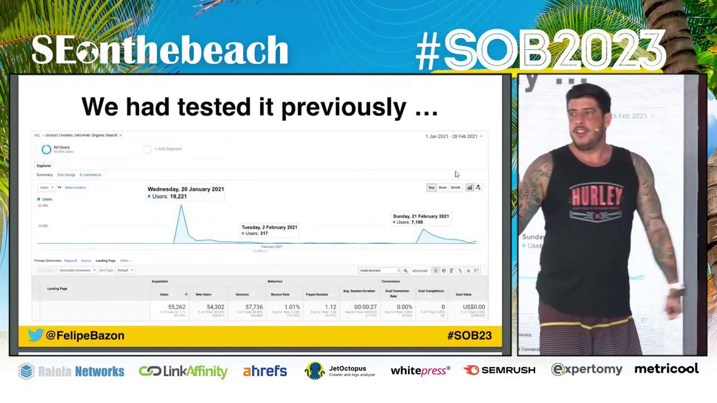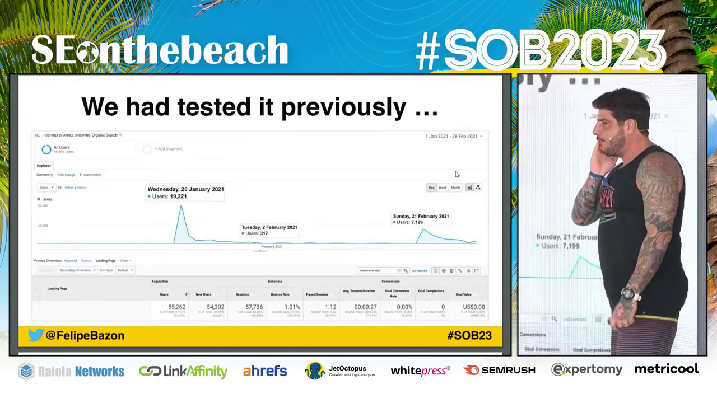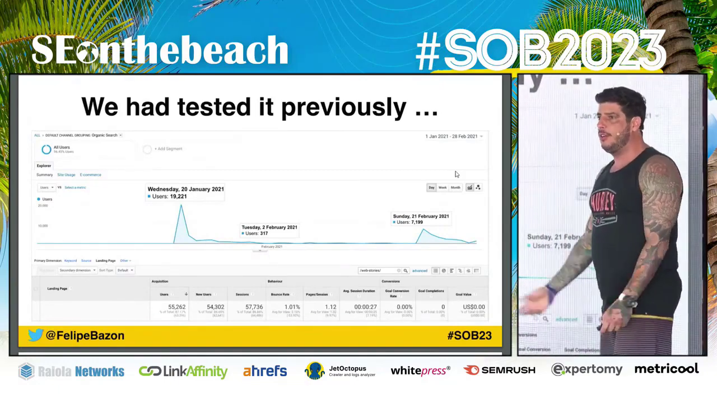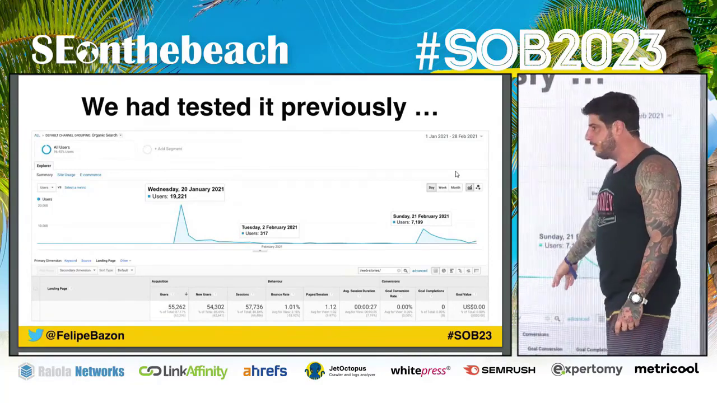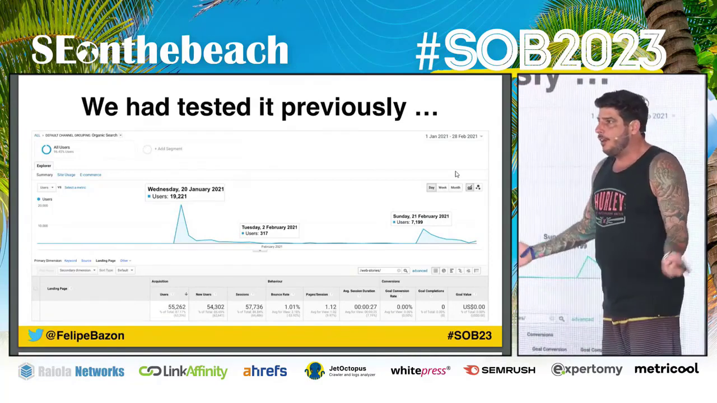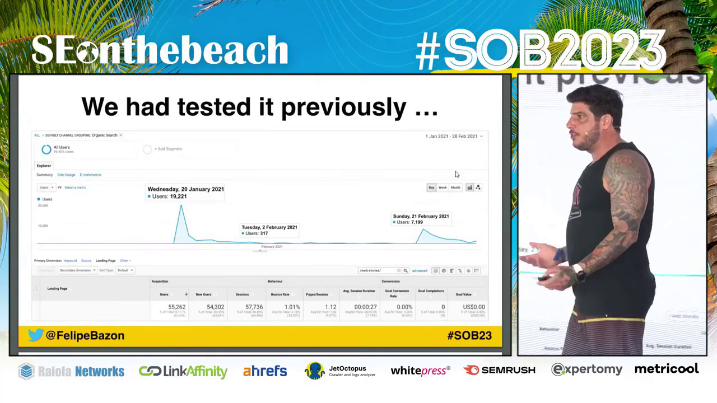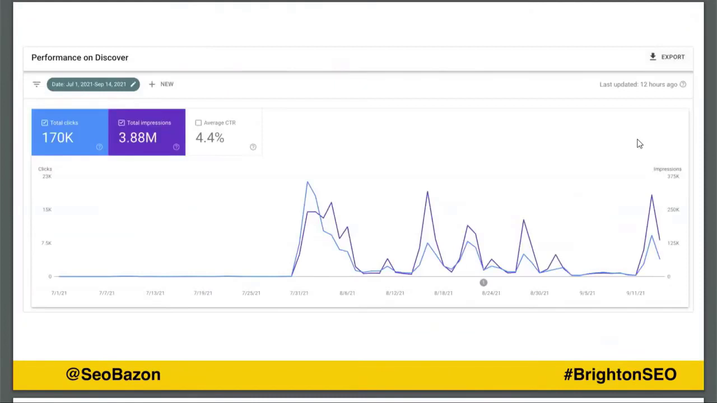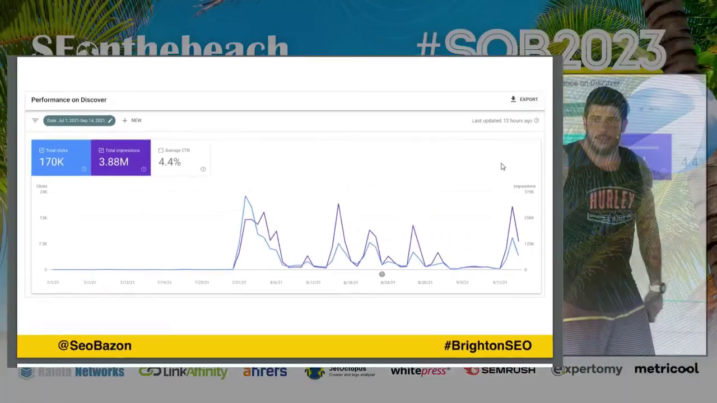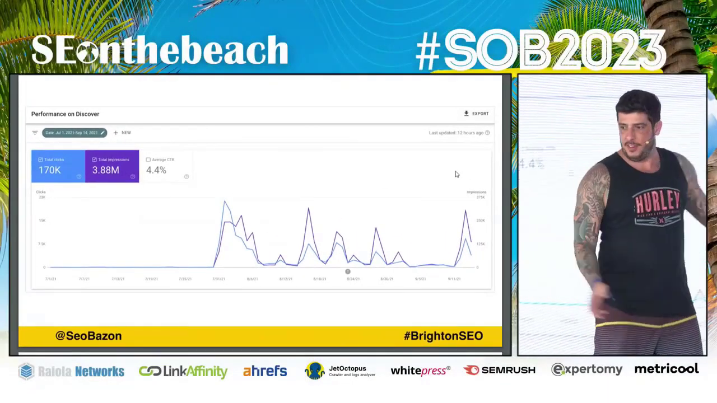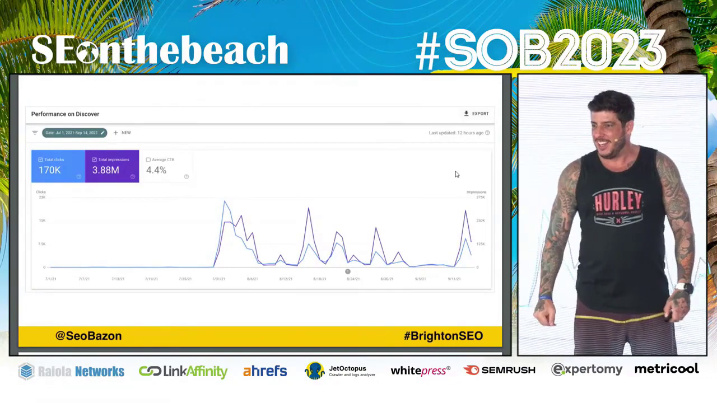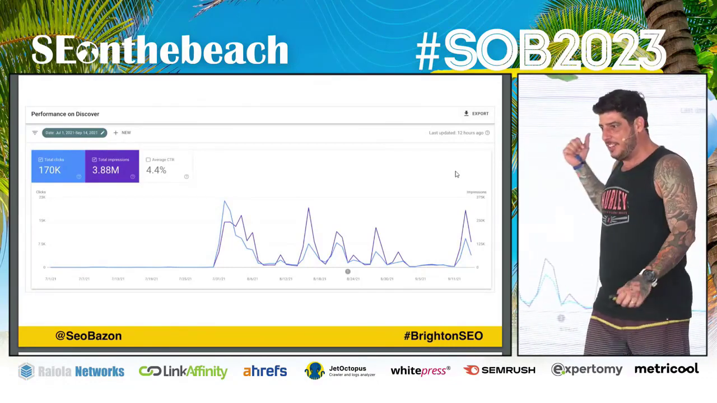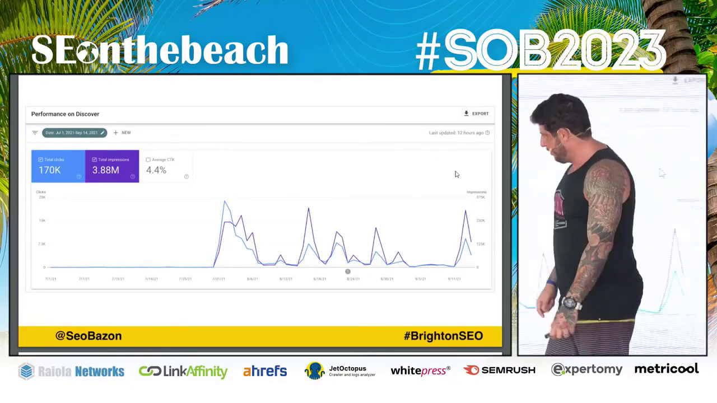We had tested that previously, a few years ago, in 2021. But we couldn't figure out where the traffic was coming from. We could see it in analytics, but the source wasn't clear, until Google helped us figure that out with the performance report on Google Discover. How many of you look at that in your Google Search Console? Good. Is it good? Más o menos? I'm working on it, yeah. It's going to improve next year, or you tweet me or LinkedIn me to see that.